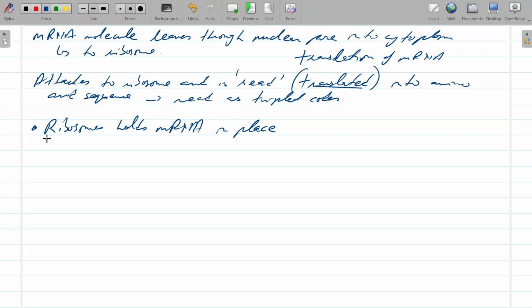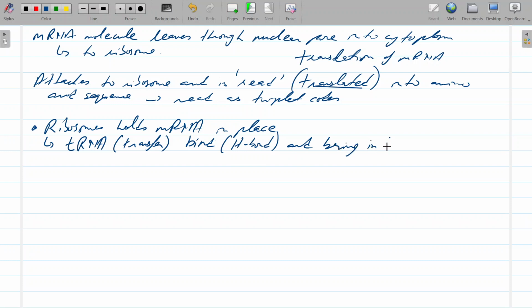and then there's another type of RNA which is called tRNA, right, which stands for transfer. So the T stands for transfer. Transfer RNA molecules bind, right, and that's hydrogen bonding. So they bind to the mRNA. And so what's special about the tRNA molecule? What does it do? It brings in the corresponding amino acids.